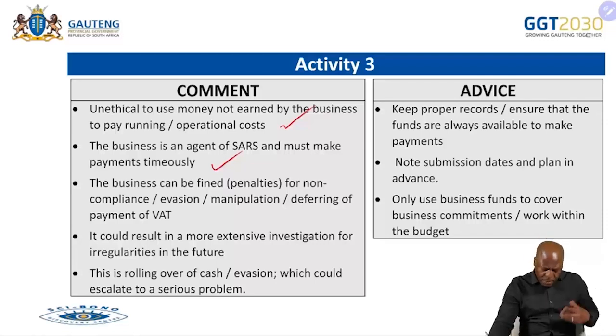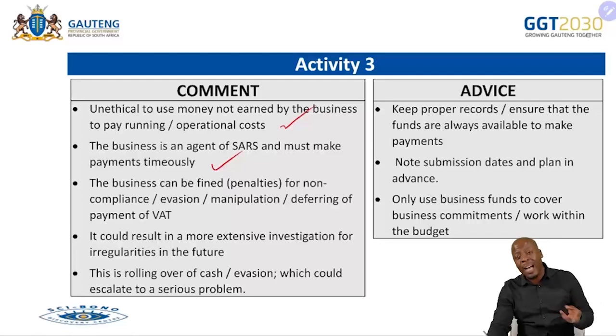The business can be fined, that is, they can pay penalties for non-compliance. This is evasion and manipulation of figures. It could result in a more extensive investigation for irregularities in the future. So it's going to simply cause more challenges for the business because investigations are going to start taking place. And this is rolling over of cash. And it also is evasion, which could lead to serious problems.